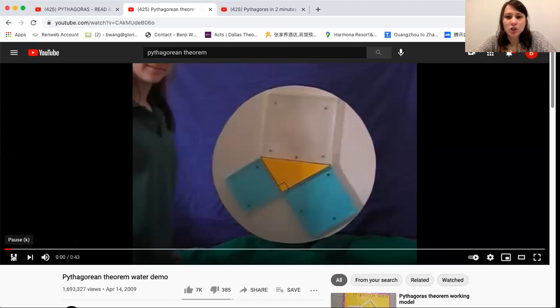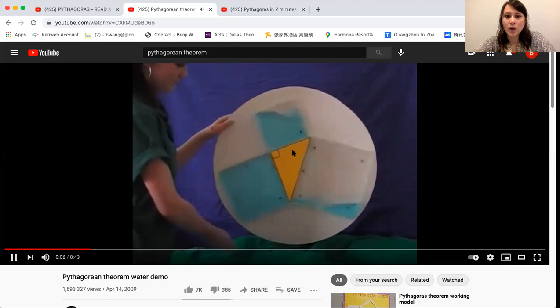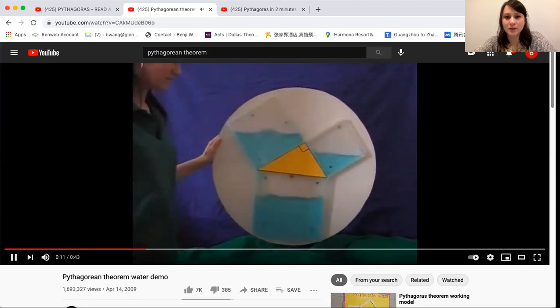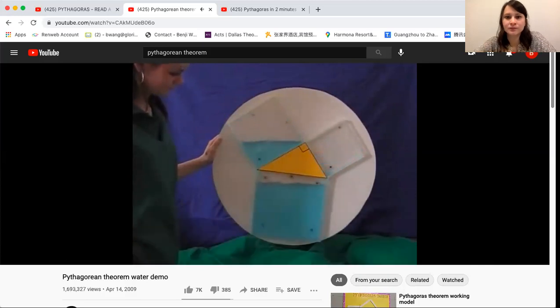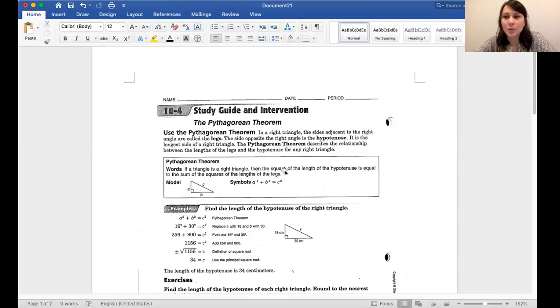And so when she turns it, we see that the water flows into the square of the hypotenuse perfectly, fills it up perfectly. See that? And then when she turns it back around, this whole square fills up the 2 other ones perfectly. So that's a really cool visual that we can see how the Pythagorean theorem works.